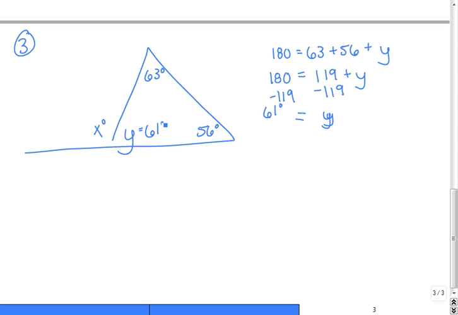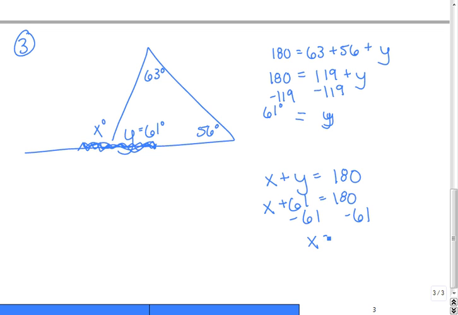So if y is 61 degrees, I know that x and y together form a line. And we know that a line has 180 degrees. So once again, I'm going to make an equation and set it equal to 180. In this case, I know that y is 61. So I'm just going to subtract that from 180. And x is 119 degrees.